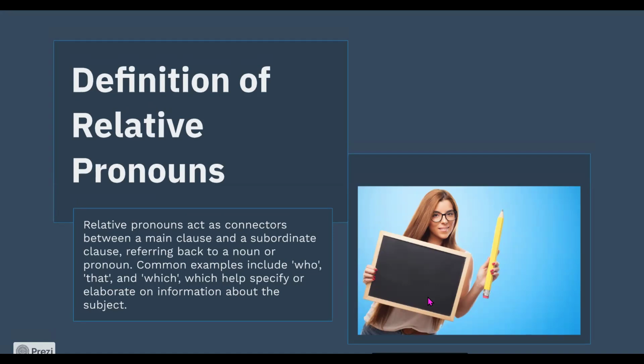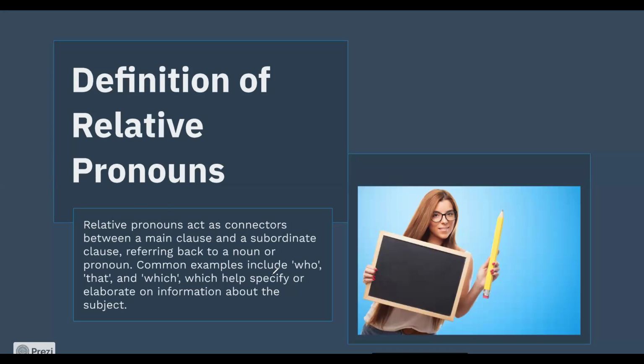Relative pronouns act as connectors between a main clause and a subordinate clause, referring back to a noun or pronoun. Common examples include who, that, and which, which help specify or elaborate on information about the subject. Thanks. Okay.